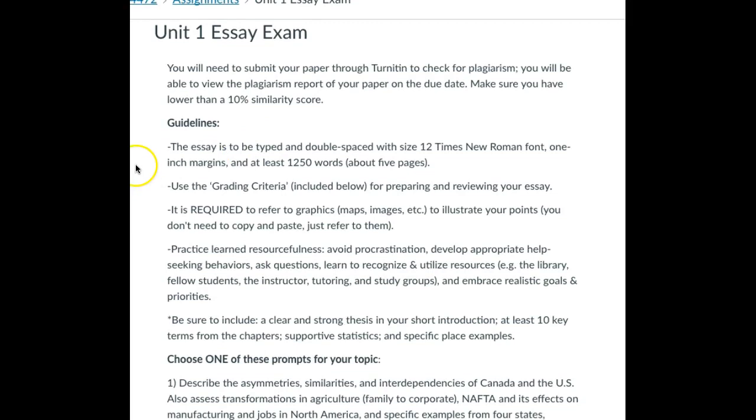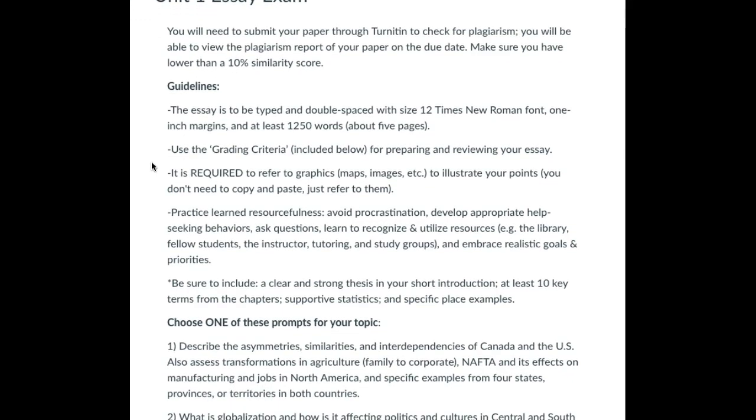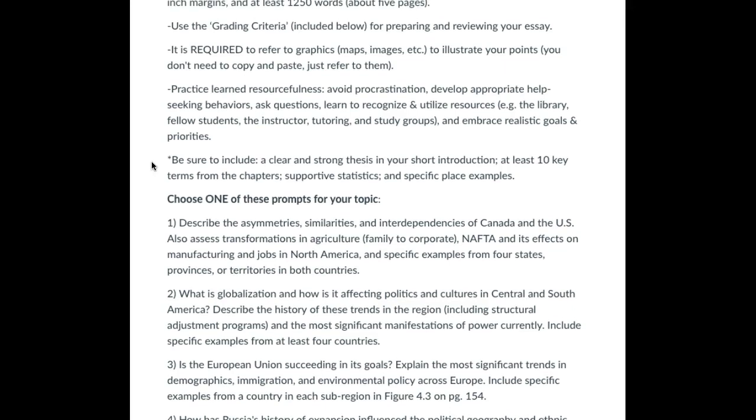So the essay is to be typed and double spaced with size 12 Times New Roman font, 1-inch margins, and at least 1,200 words. This is about 5 pages, so that's not too long. It's a nice length to be able to fit in the amount of information and analysis needed. You can go over that, certainly. And a big tip here is to use the grading criteria, which we'll get to down below, very similar to the outline's grading criteria, for both in the preparation of your essay stage and also in reviewing it.